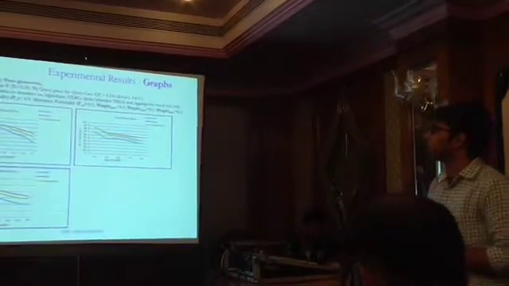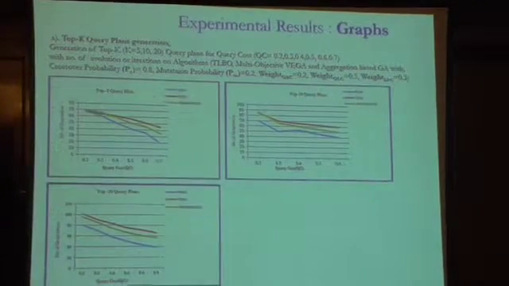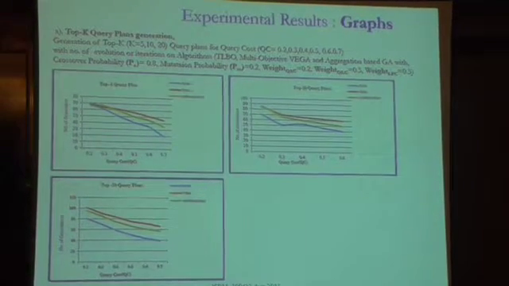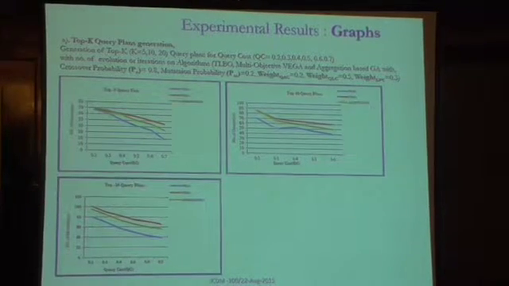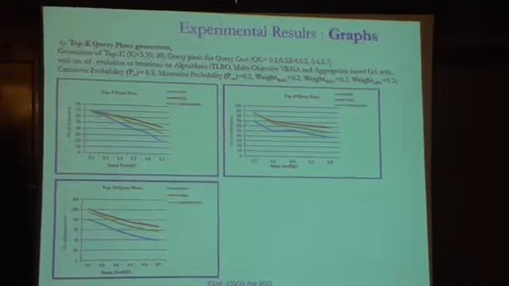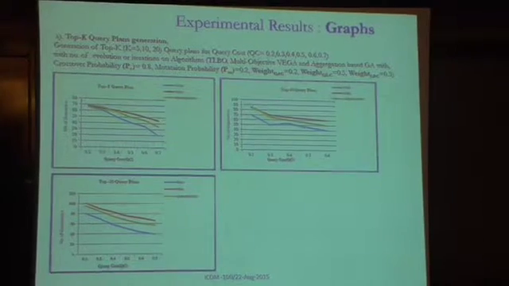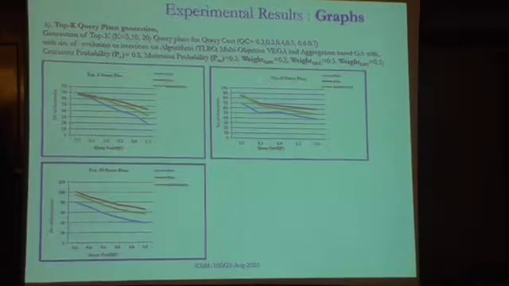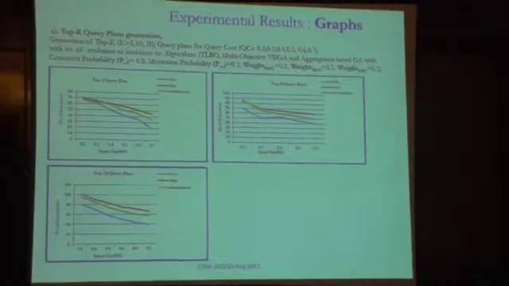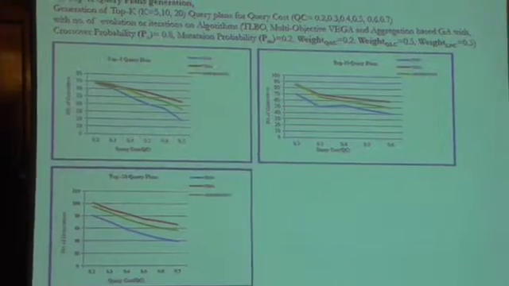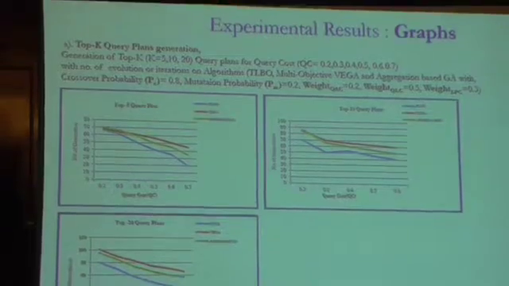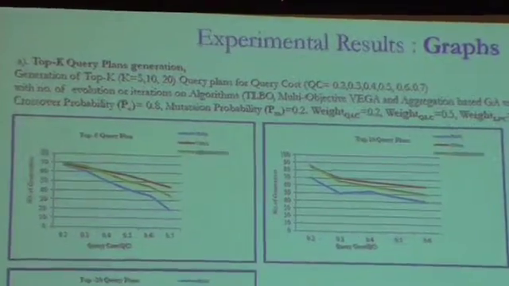Here are the experimental results. We have compared the TLBO algorithm with pre-existing algorithms: a GA based algorithm, the vector evaluated genetic algorithm, and the aggregation based GA algorithm. In VEGA and aggregation based GA, PC and PM, the crossover probability and mutation probability, we have to fix or tune, but in TLBO we don't have to give any parameter.